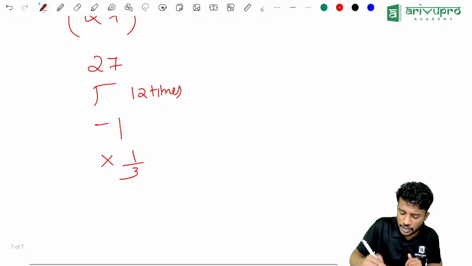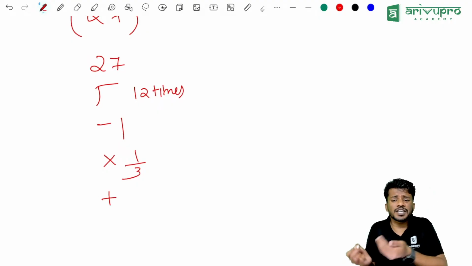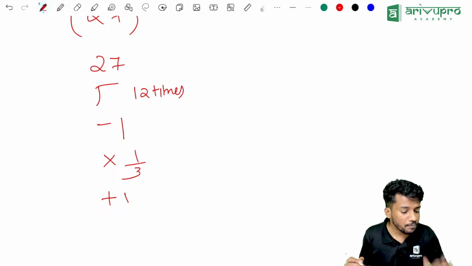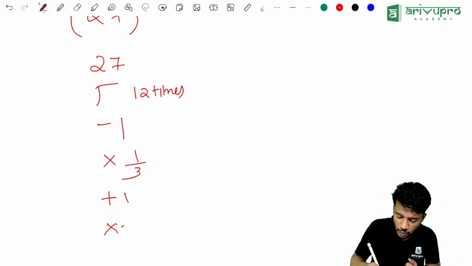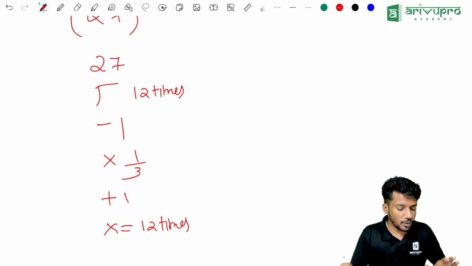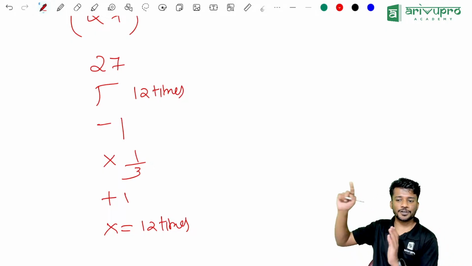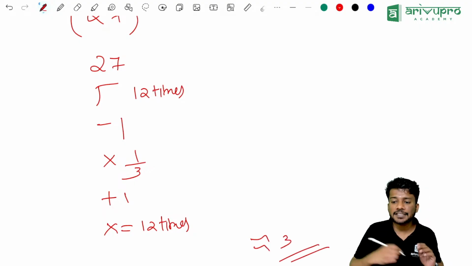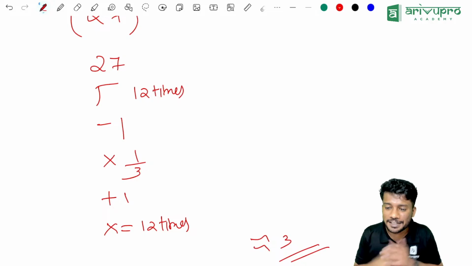Then what is the next step? We reduced 1, right? So we need to add that back. That means plus 1. Everyone add plus 1. Then next step is into equal to, how many times? 12 times you need to click. That means into equal to 1, 2, 3, 4, 5, 6, 7, 8, 9, 10, 11, 12. You got it as 3.00008. Correct? That means approximately equal to 3. That's our answer, people. I hope that everyone understood that.